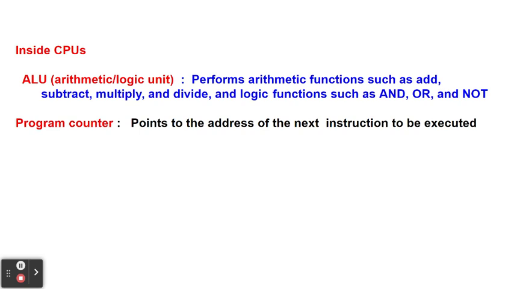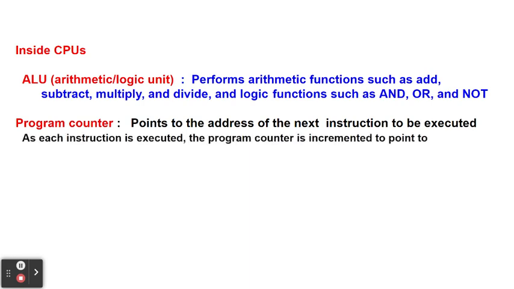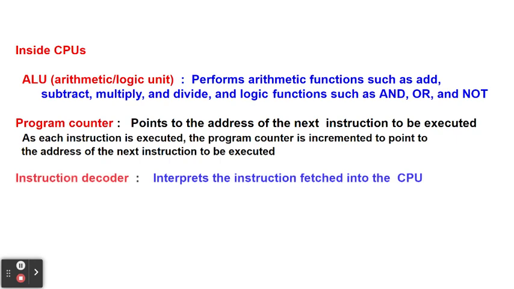The PC, or program counter, points to the address of the next instruction to be executed. Executed means run. When the instruction is run, the program counter is incremented to point to the address of the next instruction to be executed. In other words, the program counter value will be added with a value to point to the address of the next instruction, or it will be increasing.